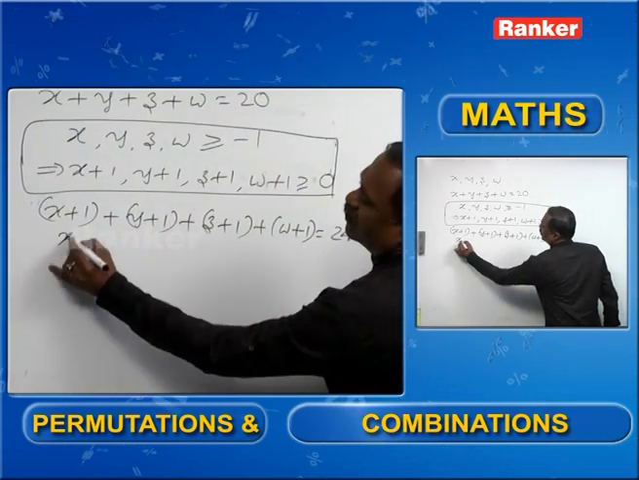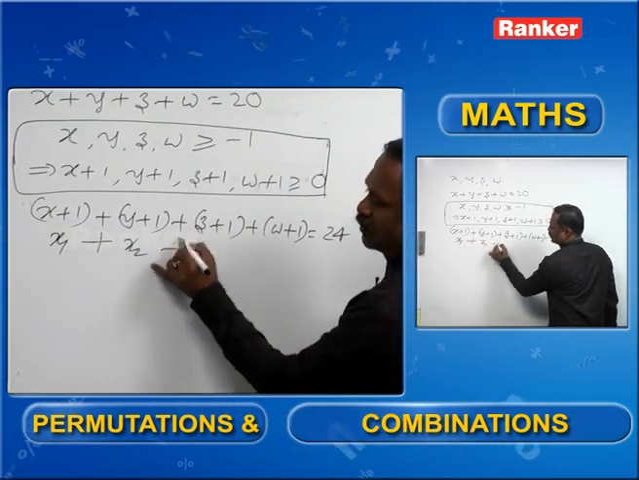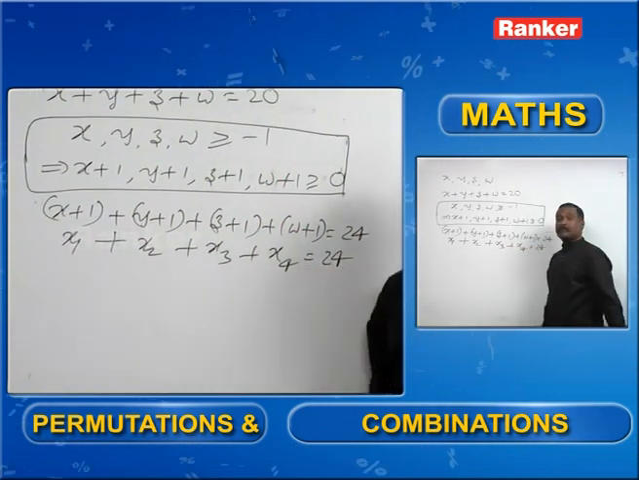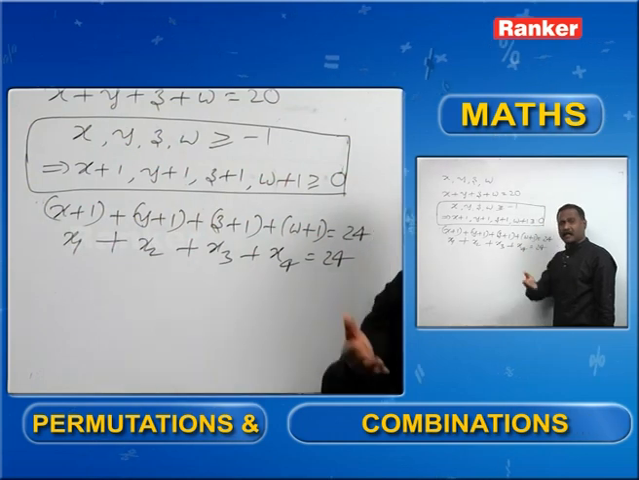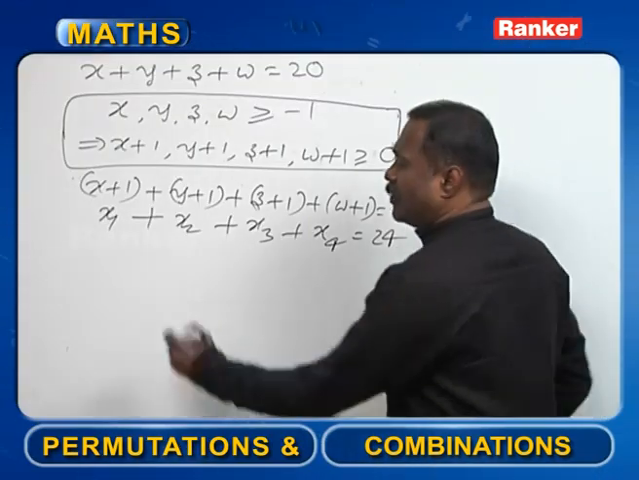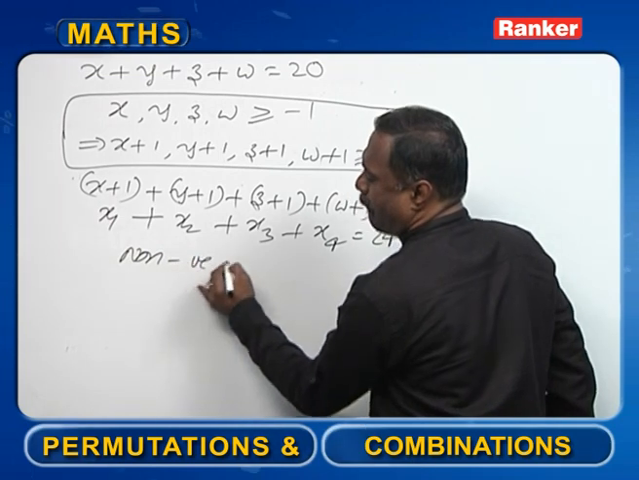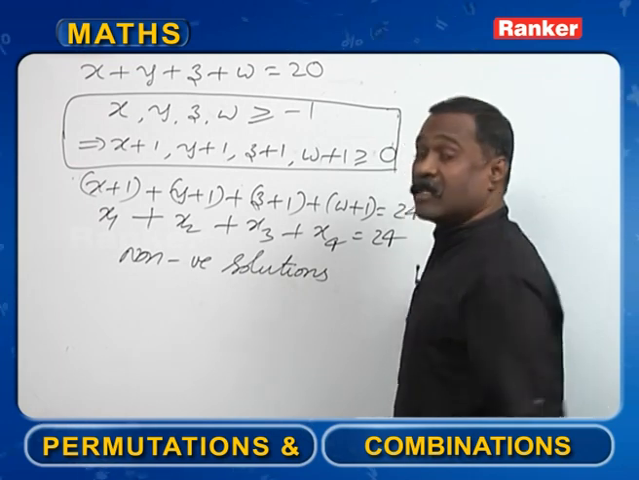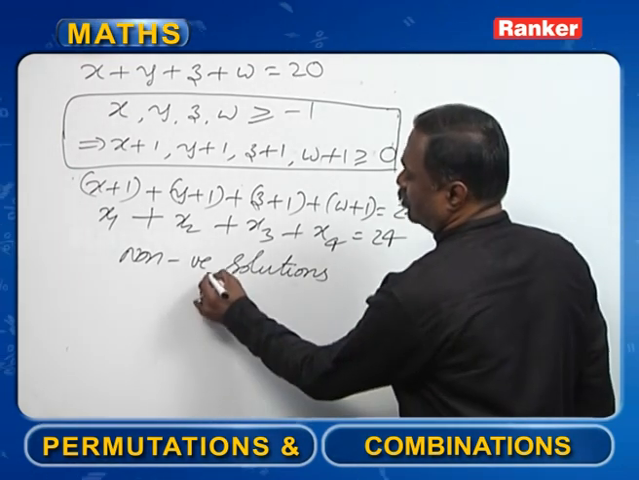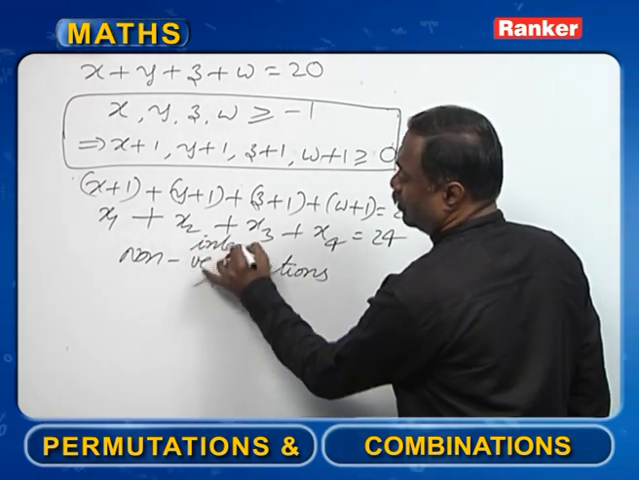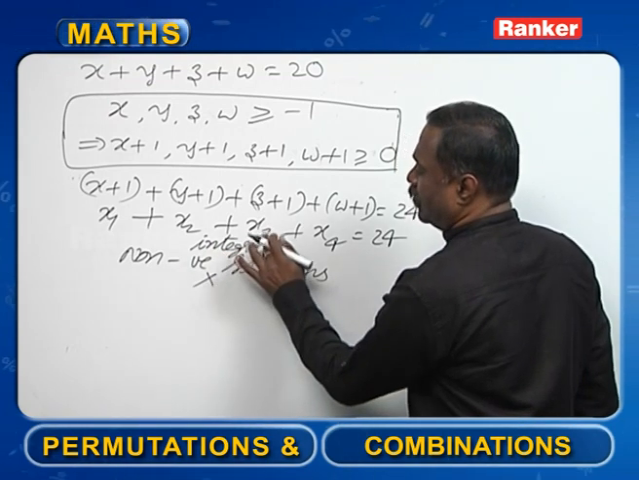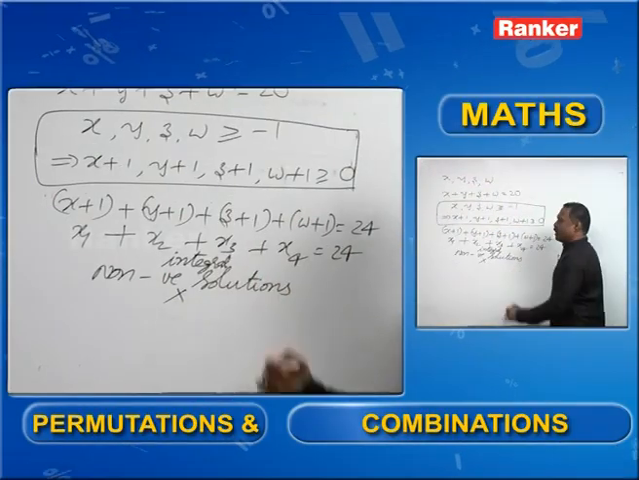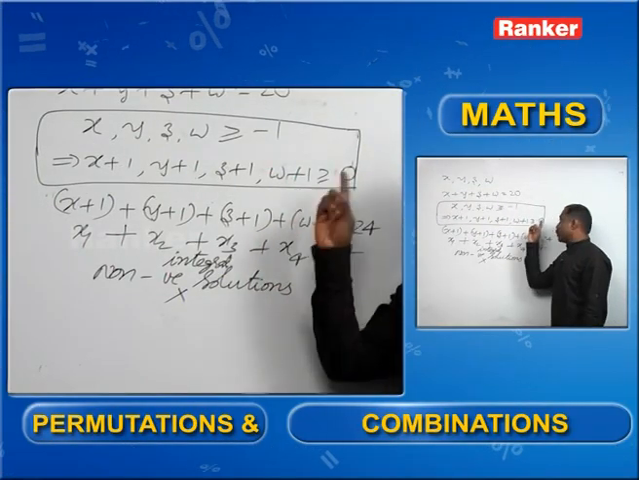Now you can consider this as x1 plus x2 plus x3 plus x4 is equal to 24. Now your common sense works out here. What does it mean? Whether to write non-negative integral solutions or positive integral solutions. You can understand. Non-negative integral solutions means it must start with 0.